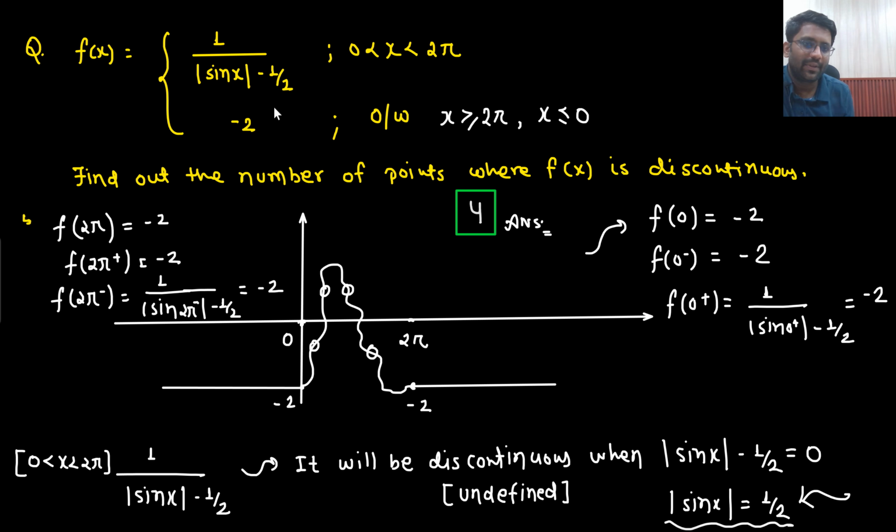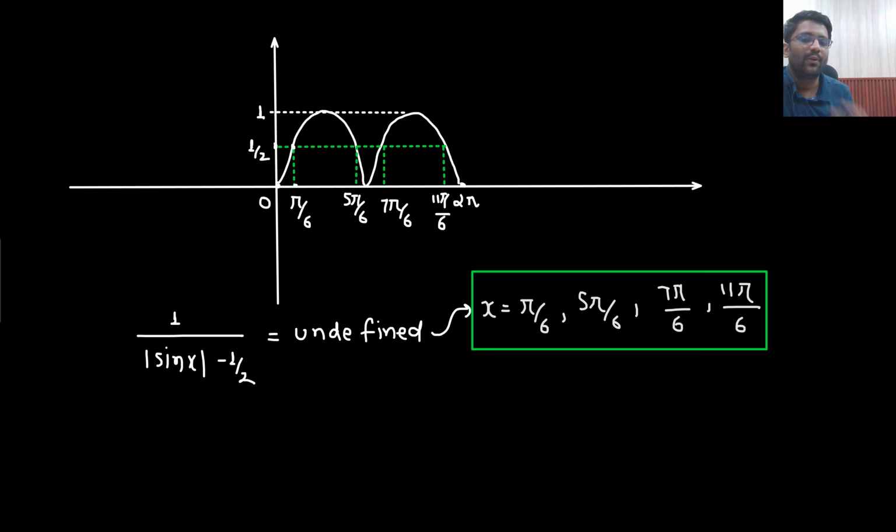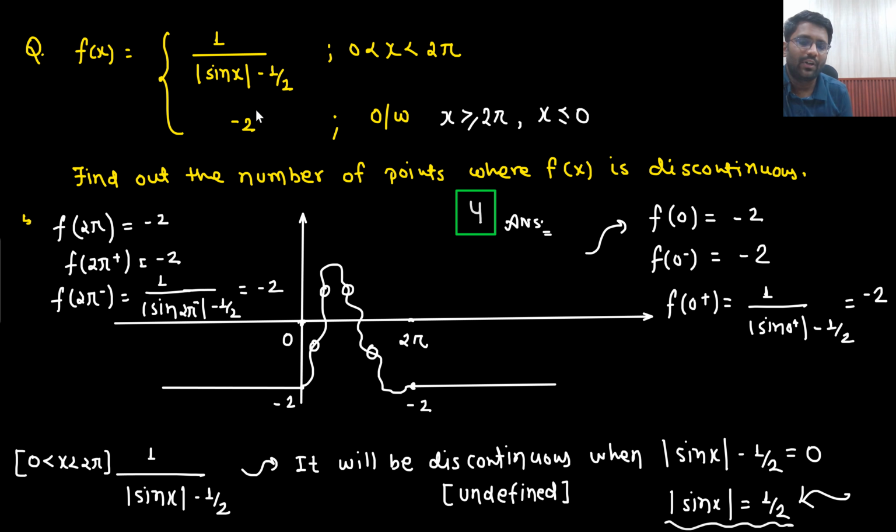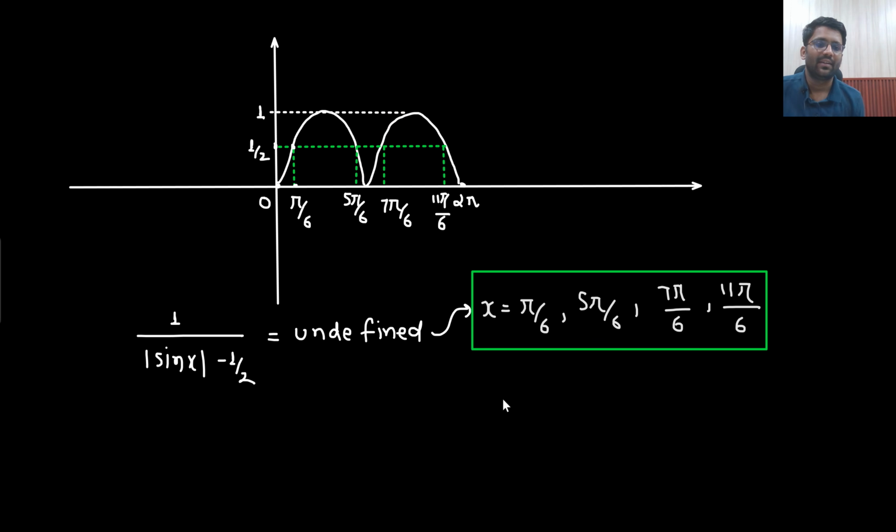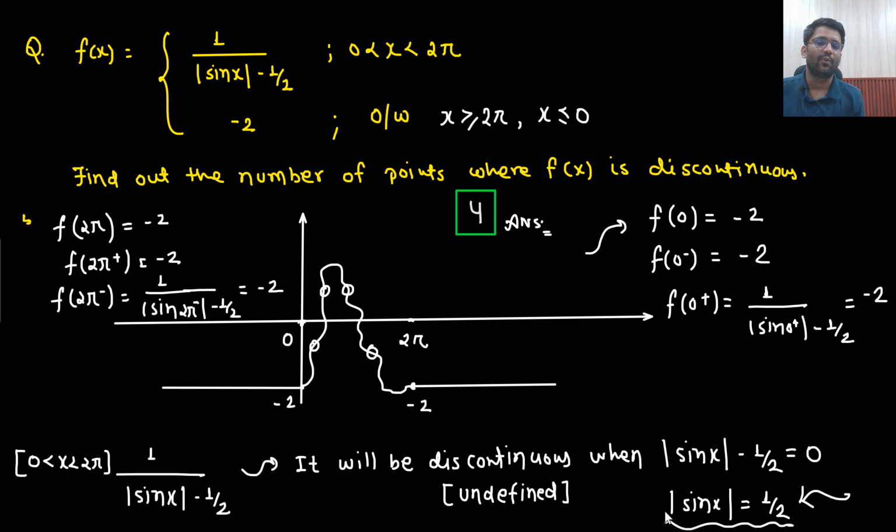So where this is becoming 0, I don't even need to check the limit there. For sure it will be discontinuous, because it will be throwing the value undefined. So my target is to find all those x where mod of sin x is becoming equal to 1 by 2, and I only need to care about between 0 and 2 pi. There are 4 points like that, where 1 upon mod of sin x minus 1 by 2 is going towards infinity. So the answer will be a total of 4 points.